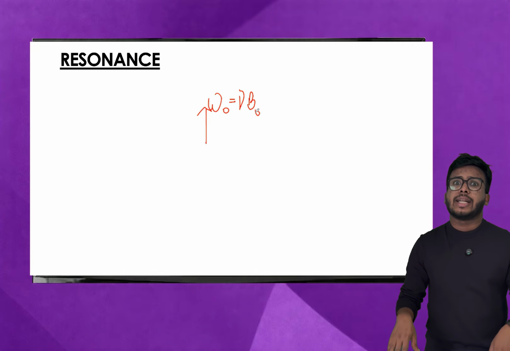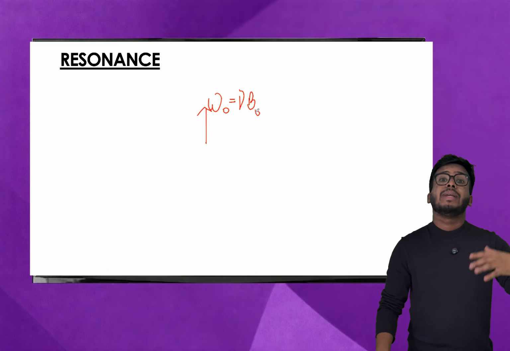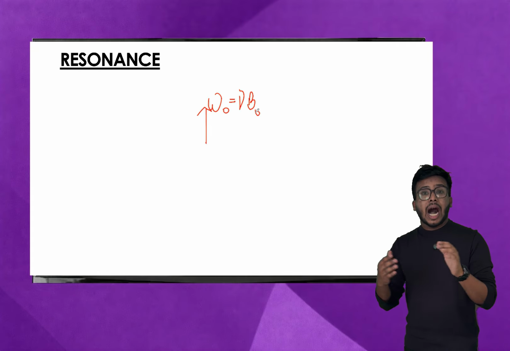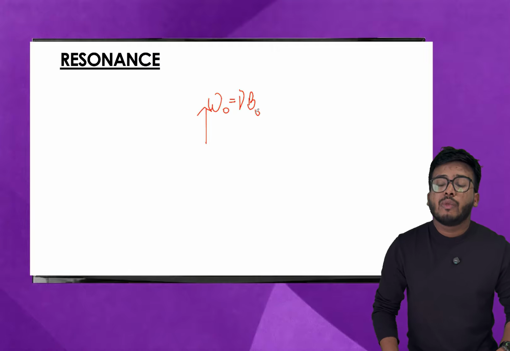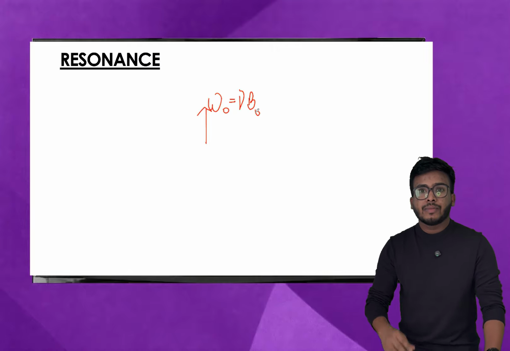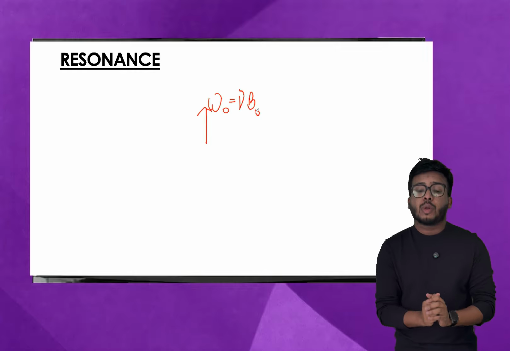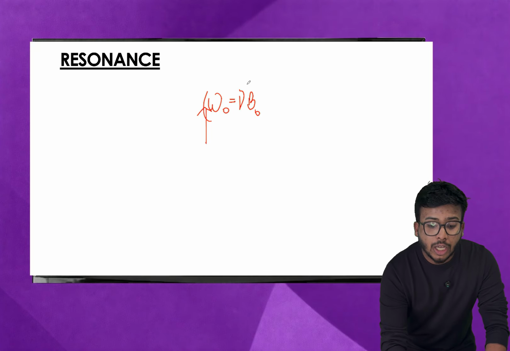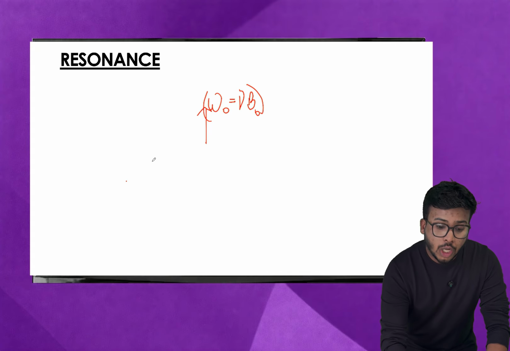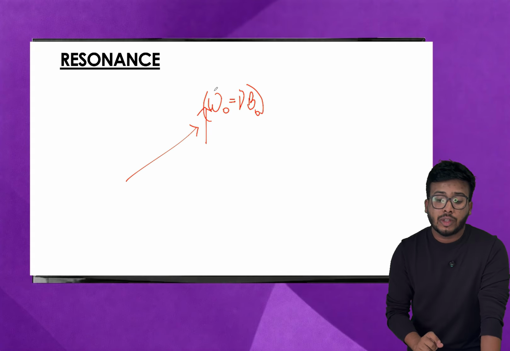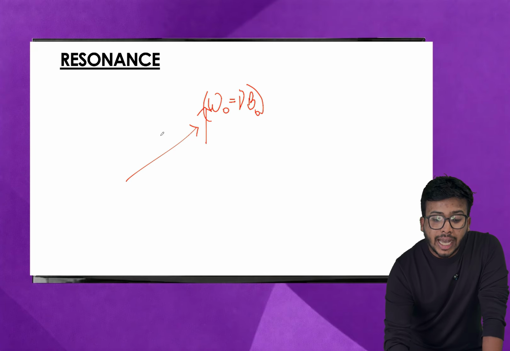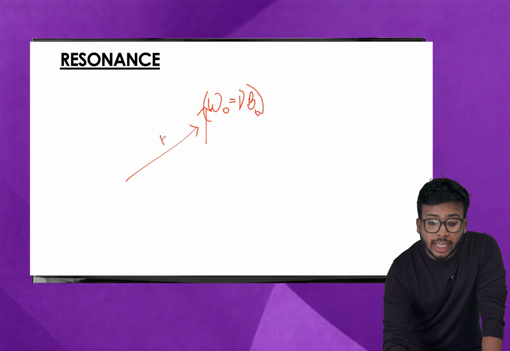Now we need to create resonance. In the beginning we discussed how we can create resonance. We can create resonance by matching of frequencies. Now what is the frequency of the proton here? That is omega equal to gamma B naught, the precessional frequency. So if we give a frequency that matches the precessional frequency of the hydrogen proton, then we can resonate them. For that we are sending RF pulses.